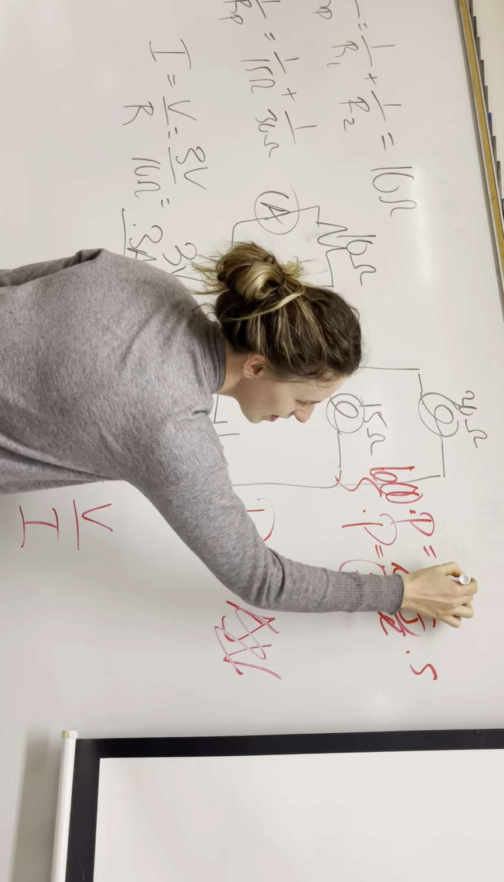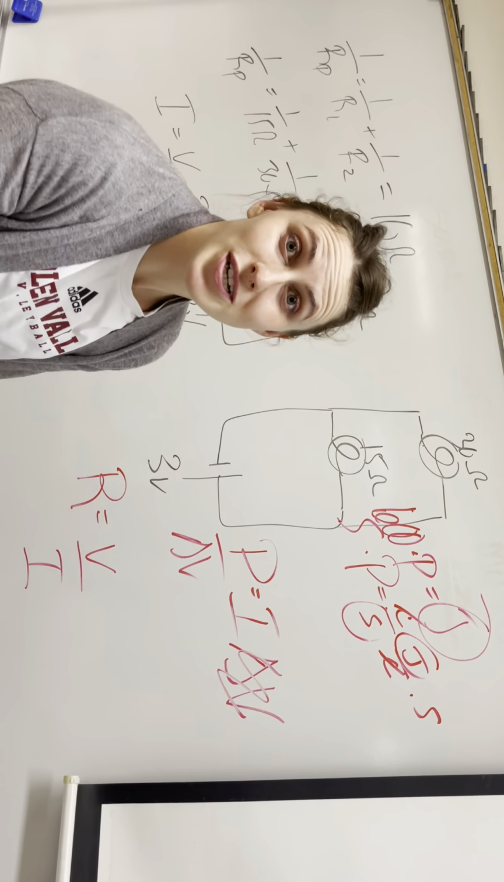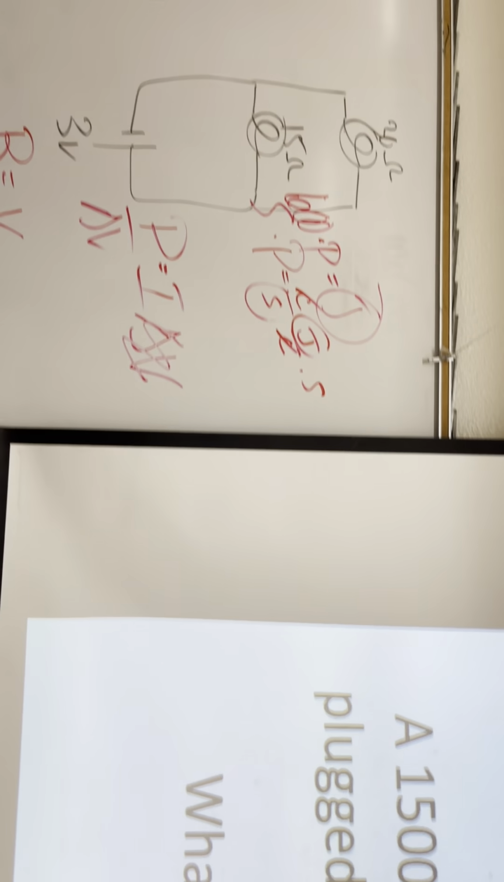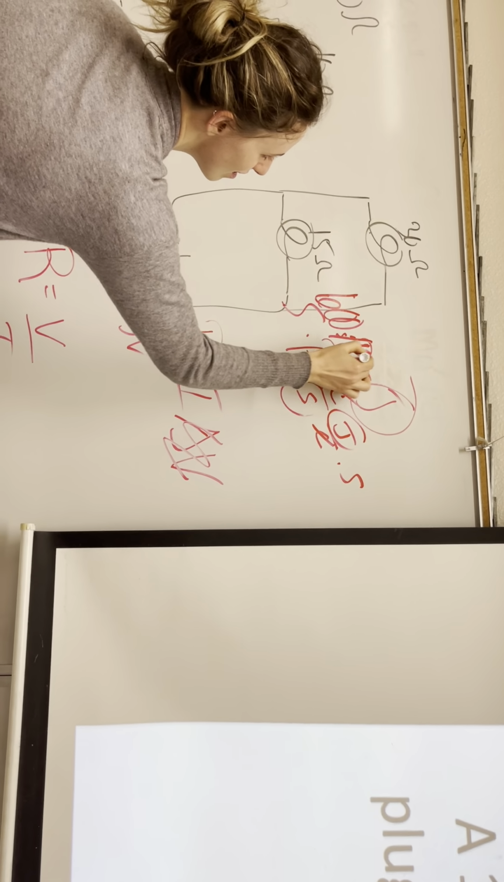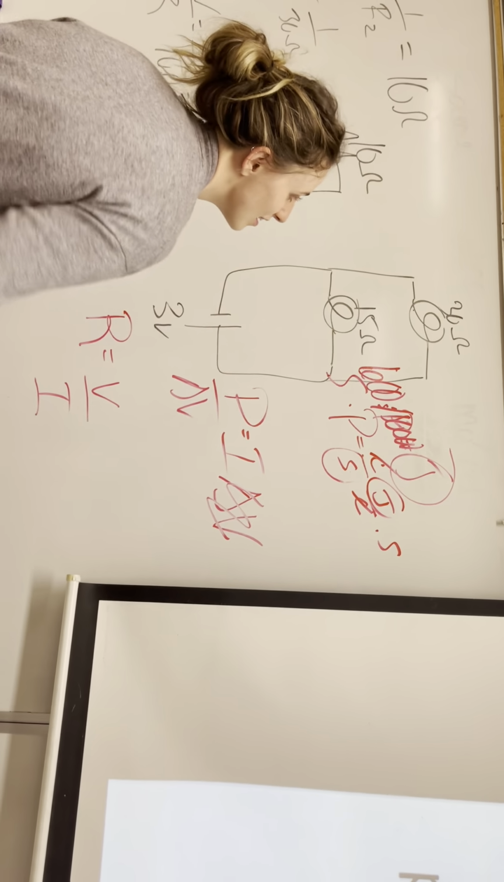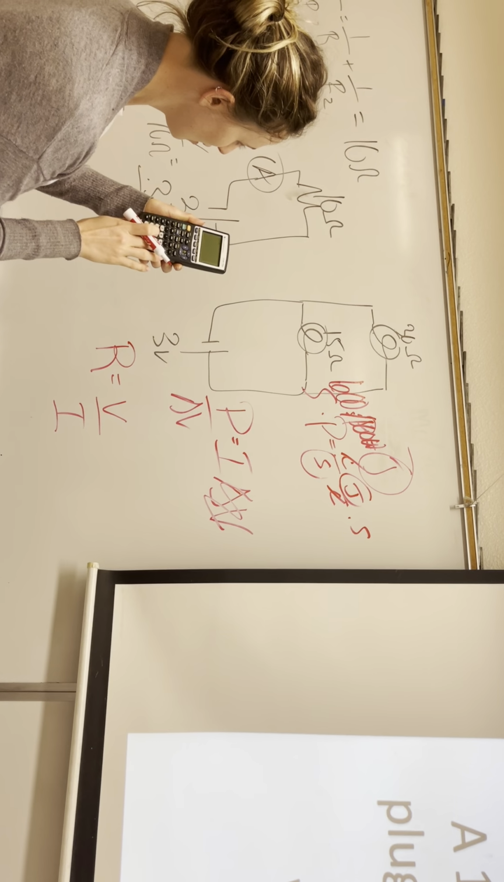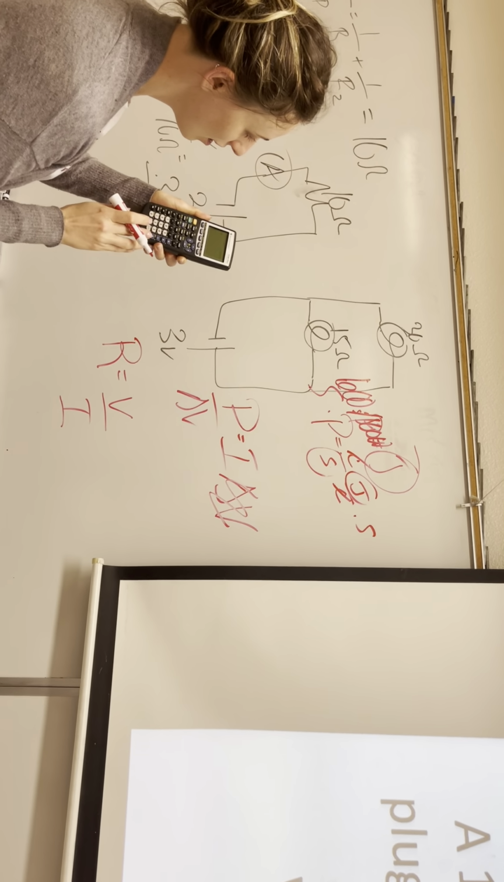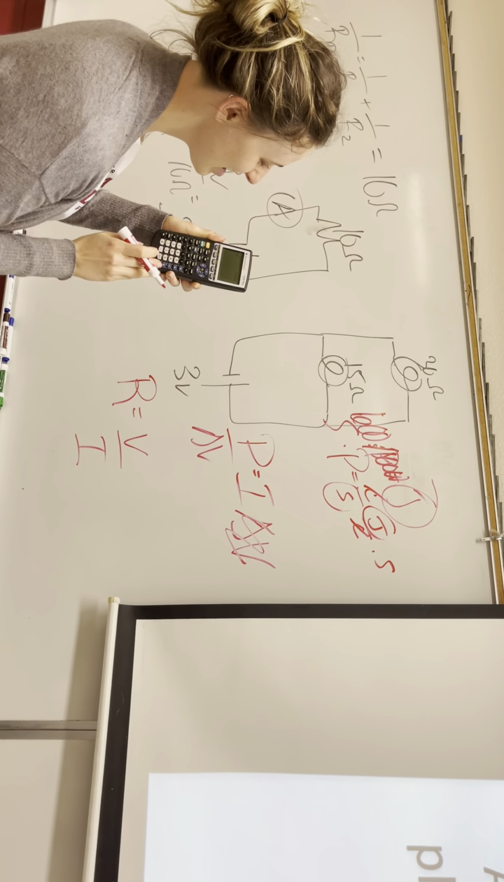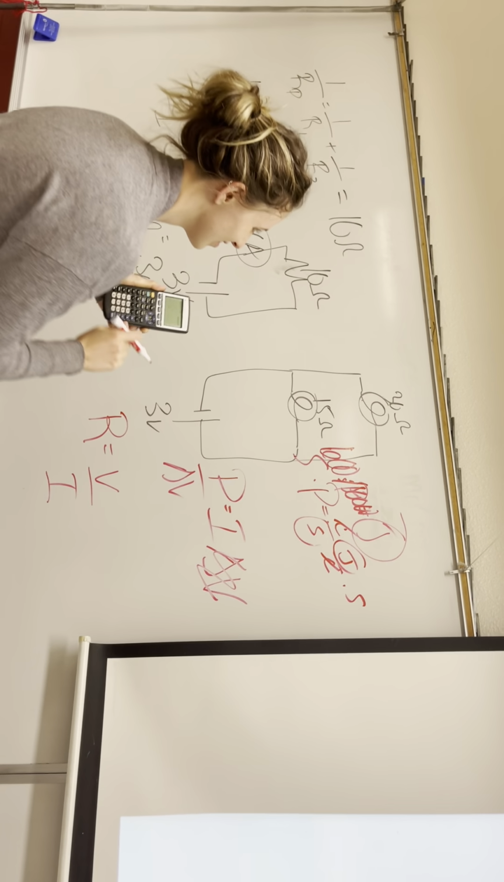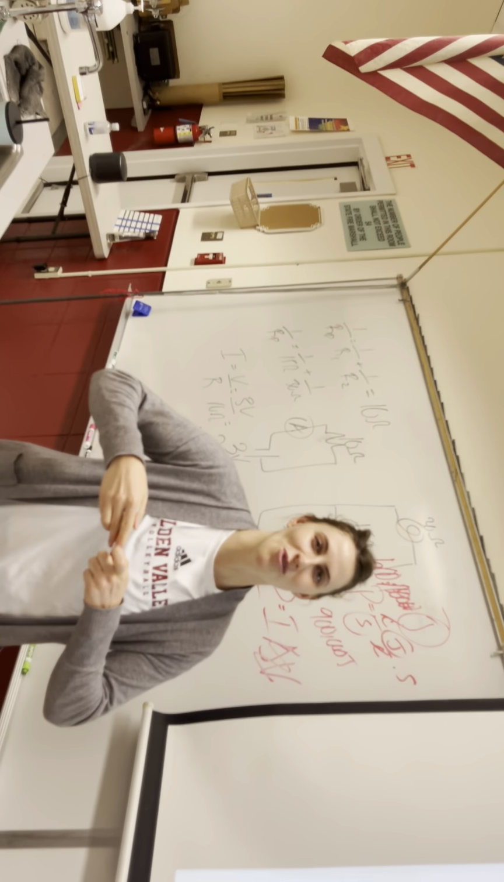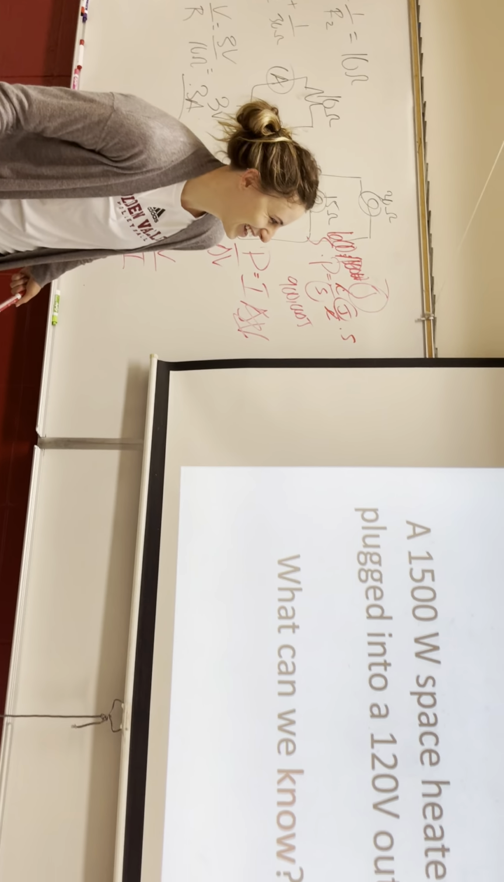Whatever your power is, times 600 gives you your joules, how much energy output you have. So that'd be 600 times 1500, because we have 1500 watts. That'd be 900,000 joules. So that's a lot. These things eat up a lot of energy, doing all the work to keep us warm.